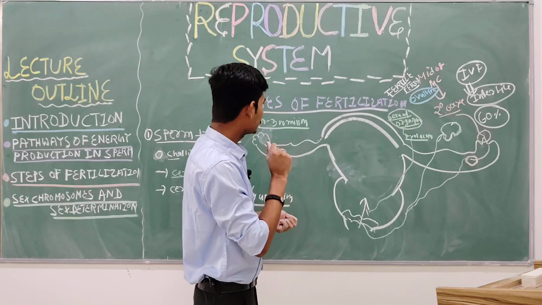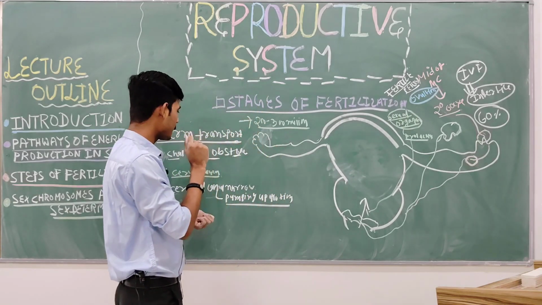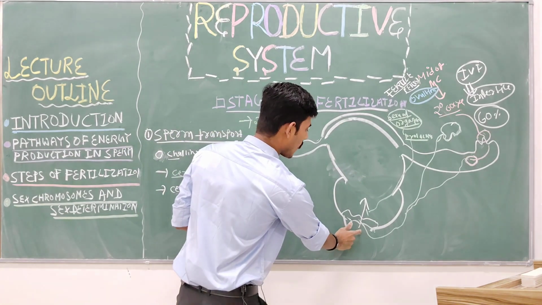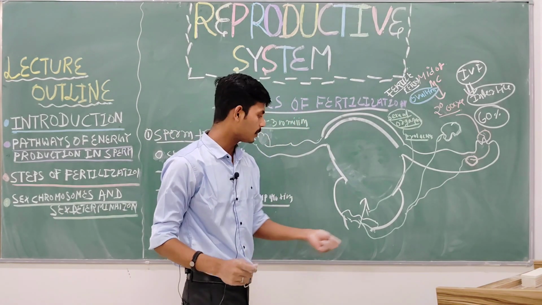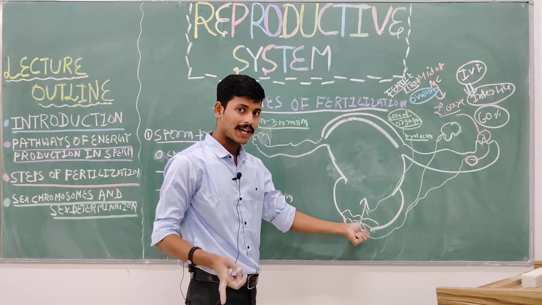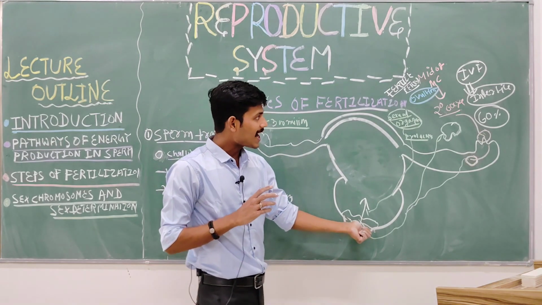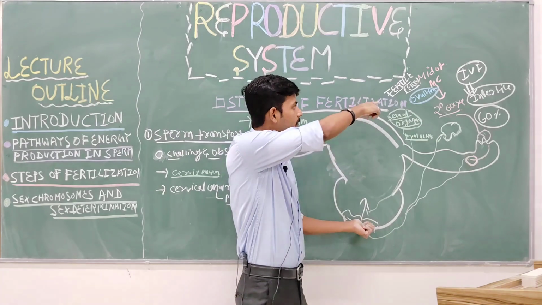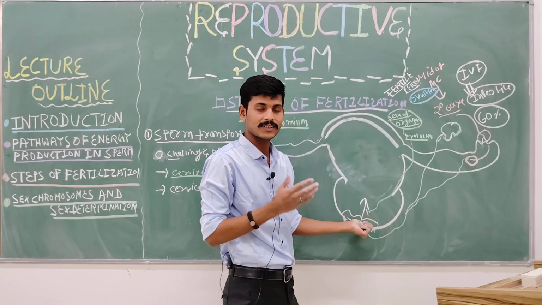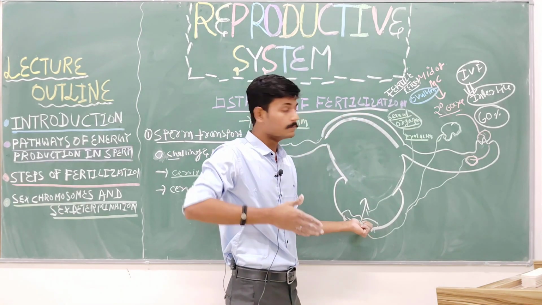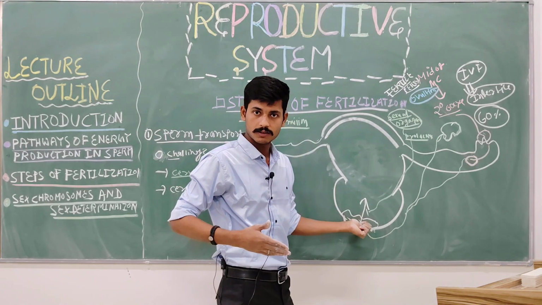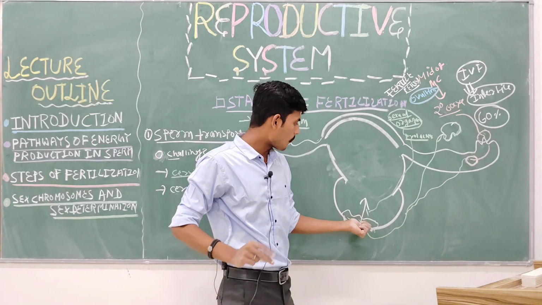The first challenge faced by the sperm is the quality, the consistency of the mucus. But as I said, fertilization can only happen during the fertile period of a woman, the mid period of the menstrual cycle, that's ovulation.